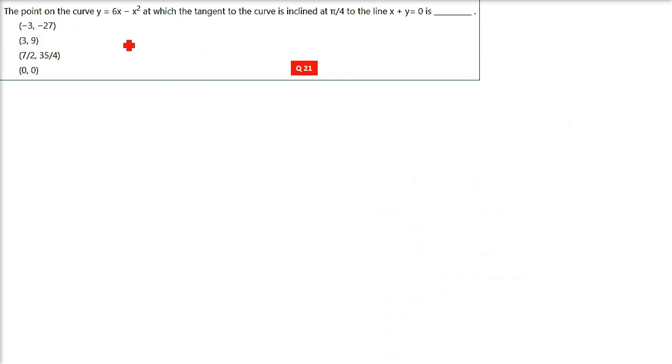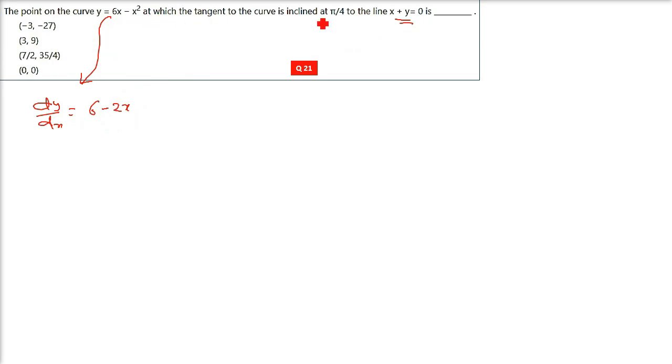So this is the way you are going to write the point on the curve. This is the curve y is equal to 6x minus x square, at which the tangent to the curve is inclined at pi by 4 to the line x plus y equals 0. Now this is a question with a different approach. The first approach is the common one that we have been doing. This line is not a tangent, but the tangent has a pi by 4 angle with this line.